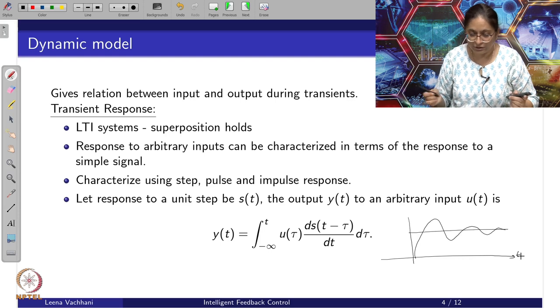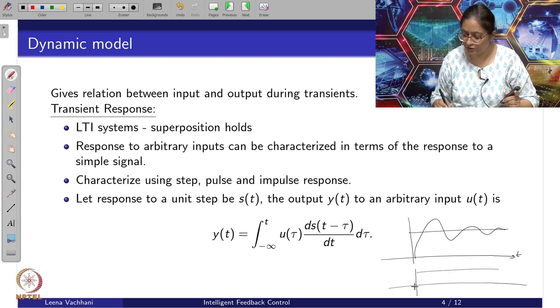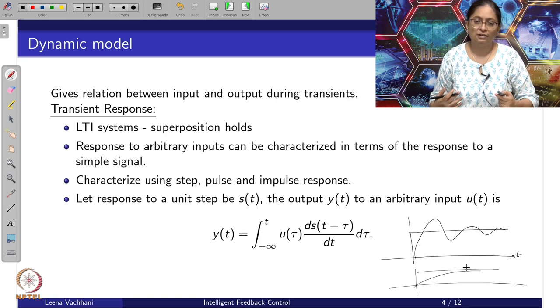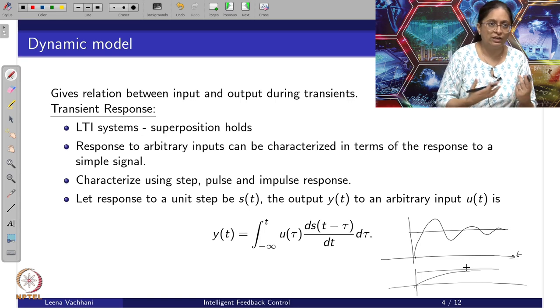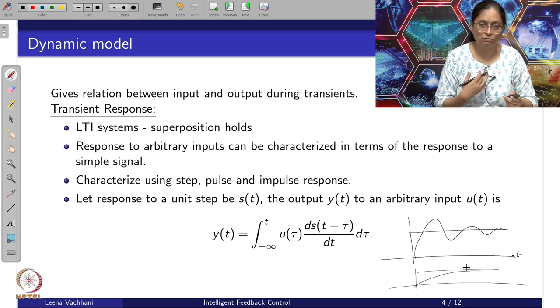Now, this response could be different. It could be, for a first order system, something like this. These responses, which we are drawing here, are going to give us an idea what the dynamical model or the transfer function of the system could be. This we'll talk about later.